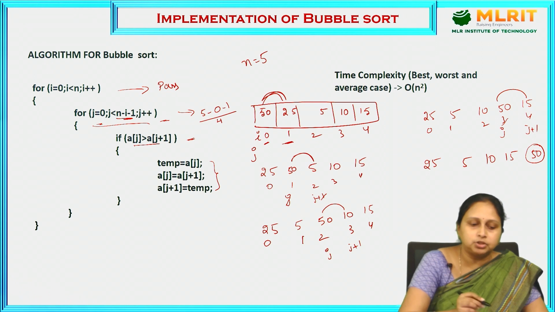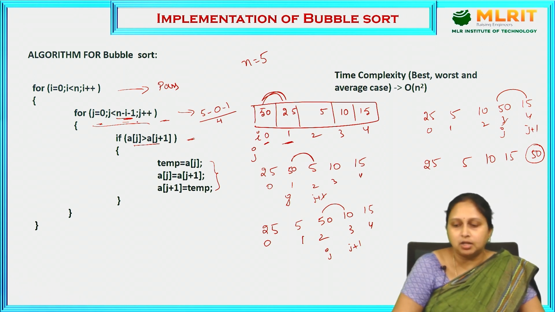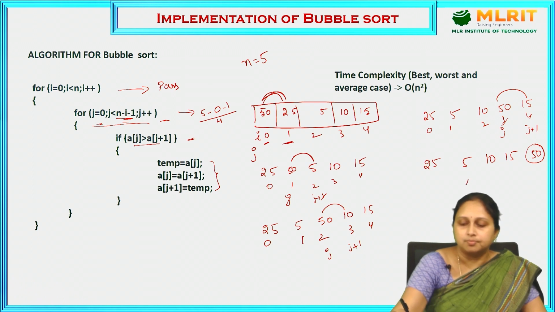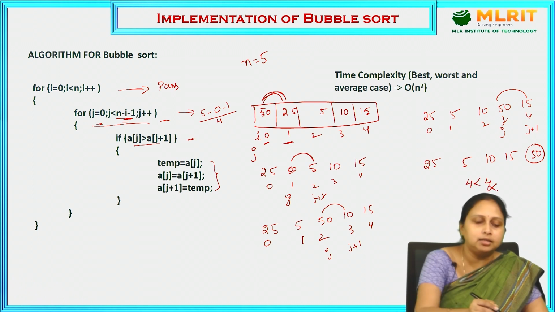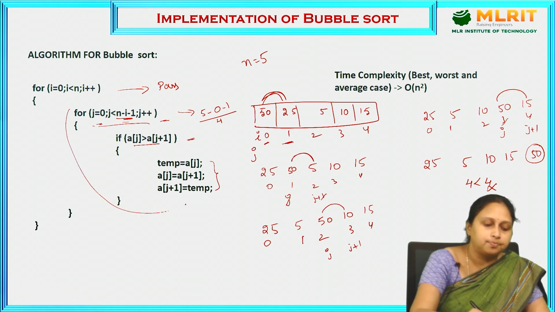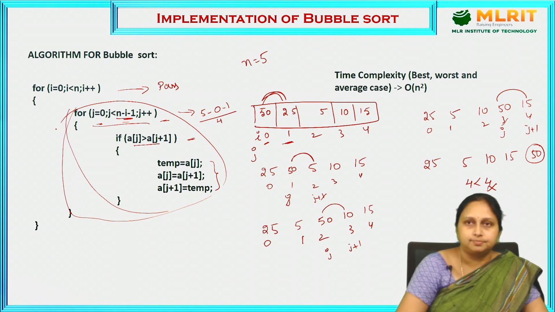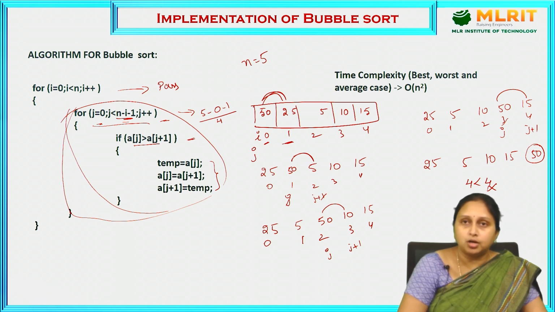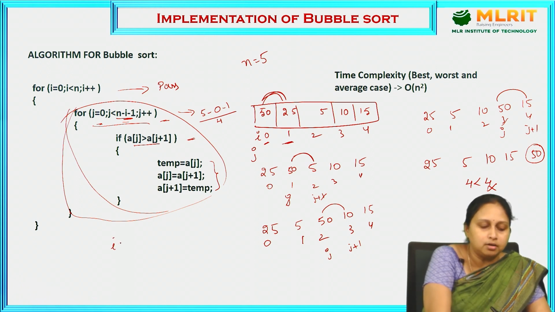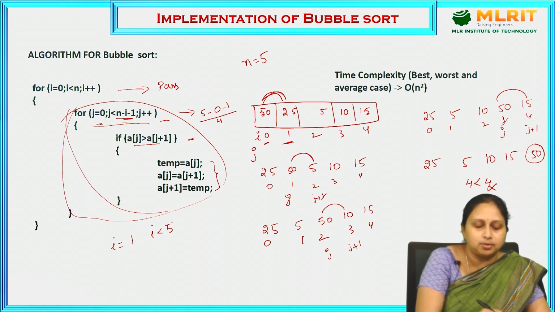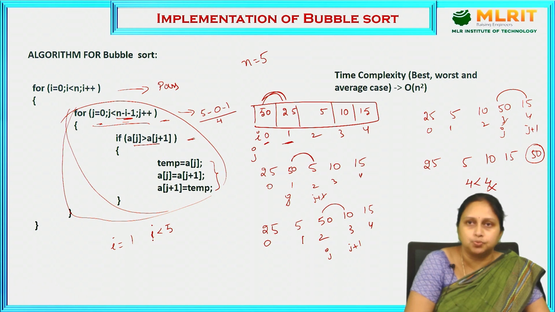Now, if I am going to check with this condition, what is my j value? J value is 4, 4 less than 4. Here the condition fails. It will be terminating this inner loop. This inner loop will be terminated. Now, it will be going for the outer loop. Now, i becomes 1, i less than n, value is 5 only, that is 1 less than 5, condition is true.